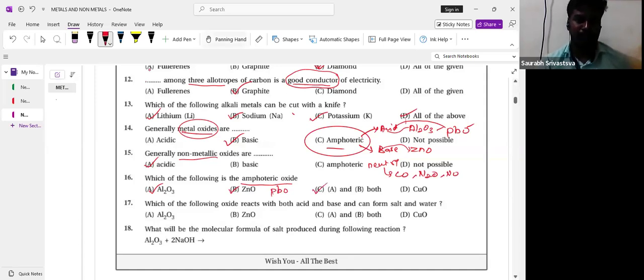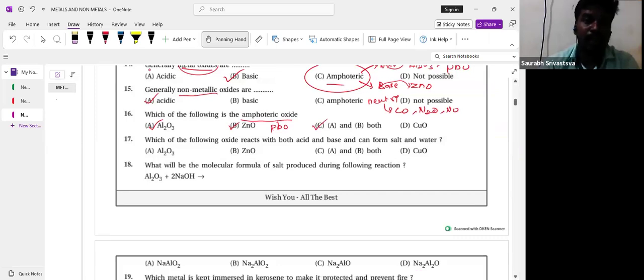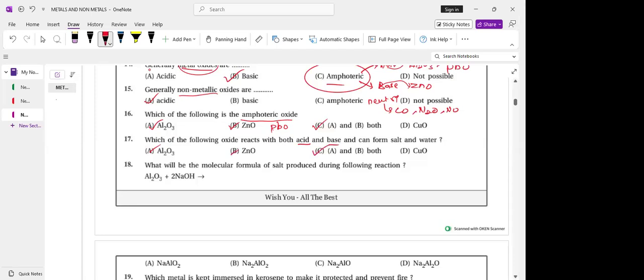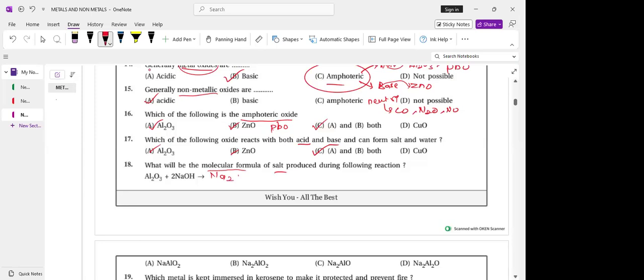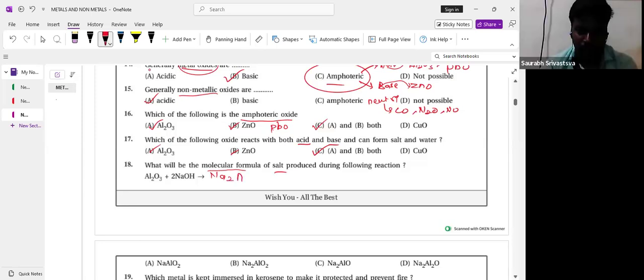And next, which of the following oxides react with both acid as well as base? Amphoteric oxide will react with acid as well as base. Amphoteric oxide means aluminum oxide, zinc oxide. So both are the correct answer. Clear? Next, what will be the molecular formula of the salt? The molecular formula of the salt is Na2AlO2. It is a complex salt. It is not a simple salt, it is a complex salt.